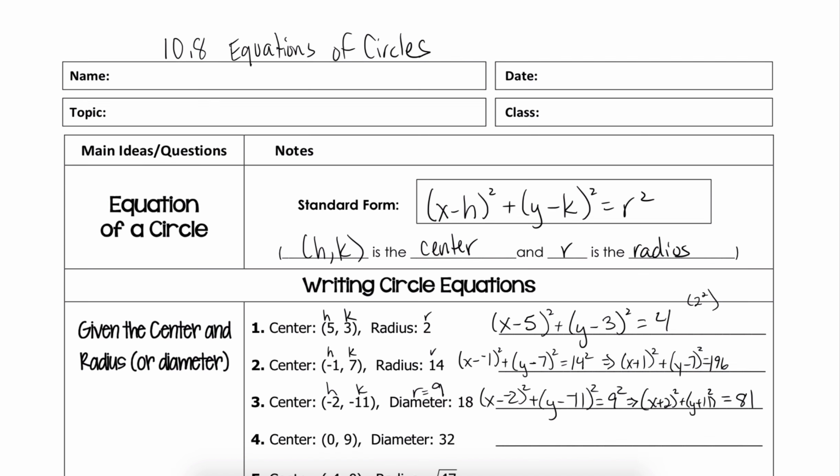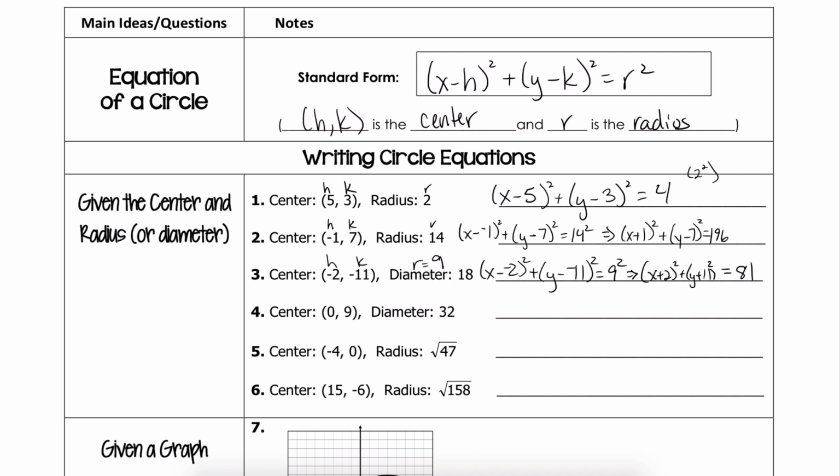Let's try number 4. Center (h, k), diameter is 32. That means the radius is 16. So when I put that in my equation, (x − 0)² plus (y − 9)² equals 16². Now let's simplify that a little bit. Well, x − 0, that's just x, right? So this is going to be x² + (y − 9)², and then 16² is 256.